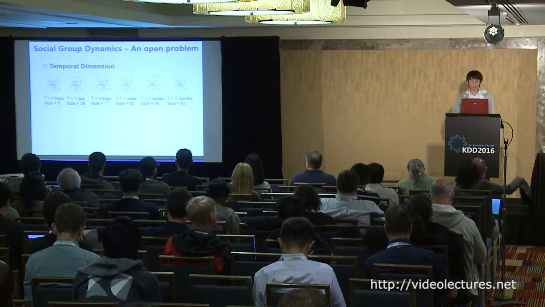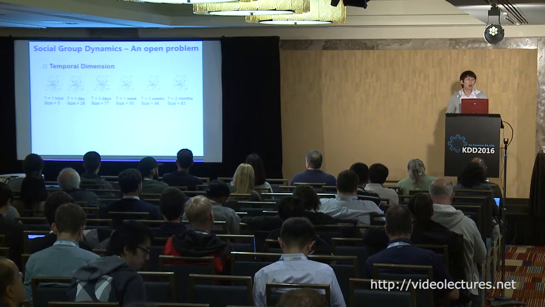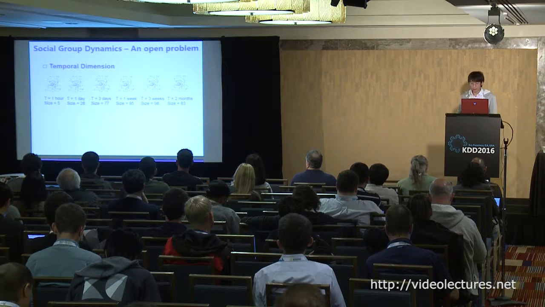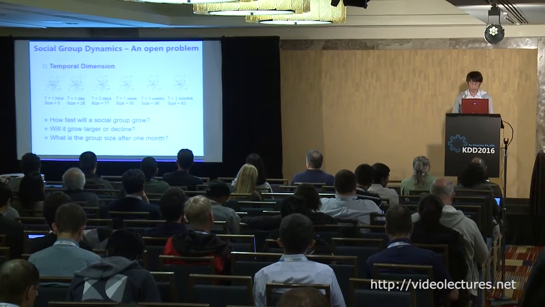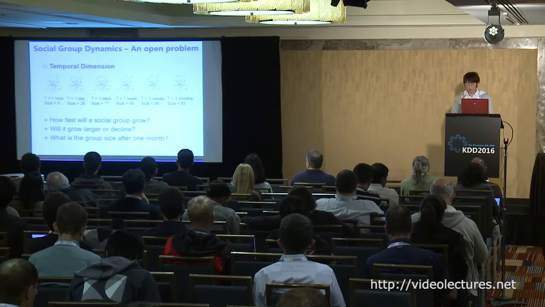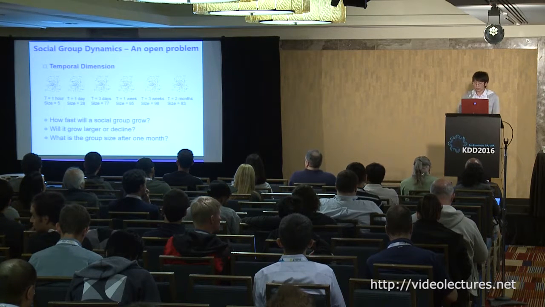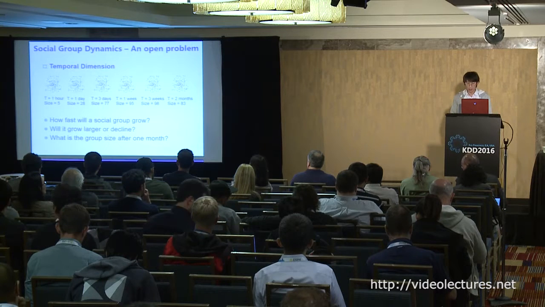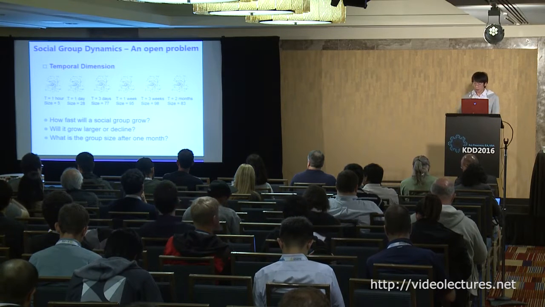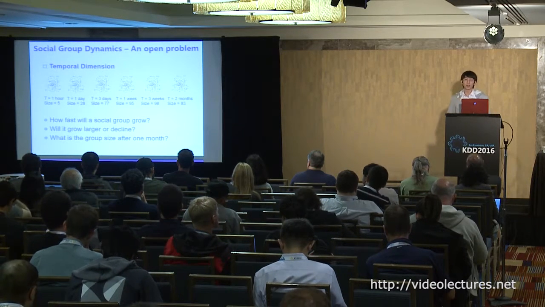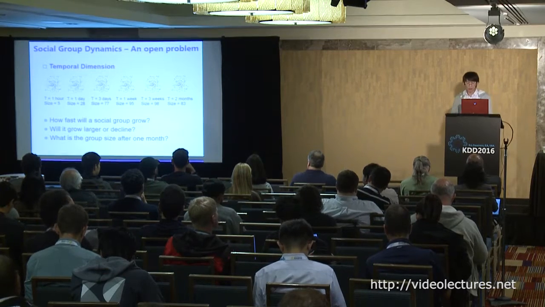We know that most of the social groups is evolving over the time, and no matter it is the circle of friends or companies or the online groups, it always changes and grows over time. We often want to know how fast will a social group grow. Will it grow bigger or gradually decline? What is the size of a group after 1 month or longer? These questions are related to the dynamics of social group. However, compared with the studies in the spatial dimension of social group, our knowledge about the temporal patterns of group evolution is quite limited. How to model the temporal process of group evolution is still an open problem.